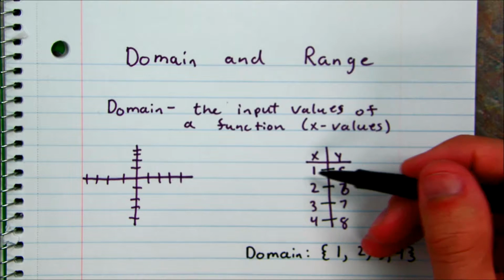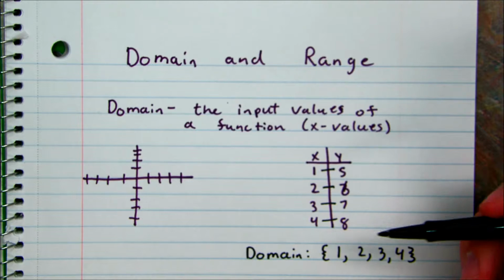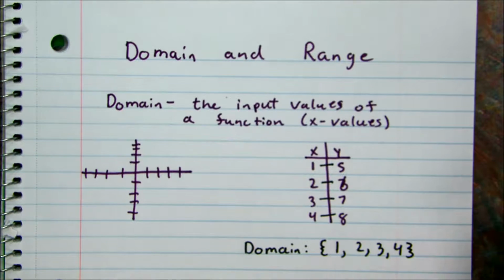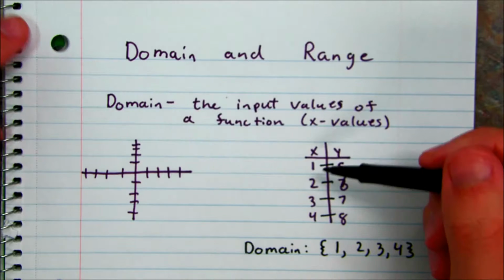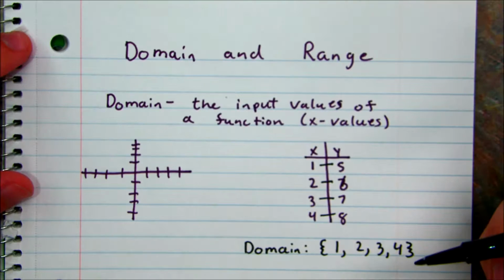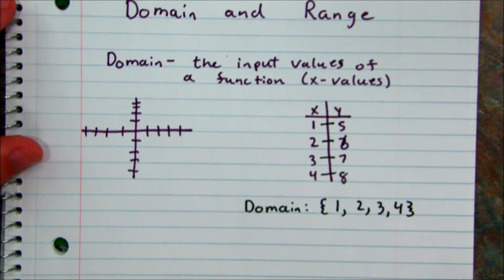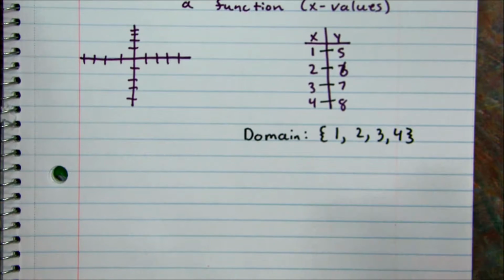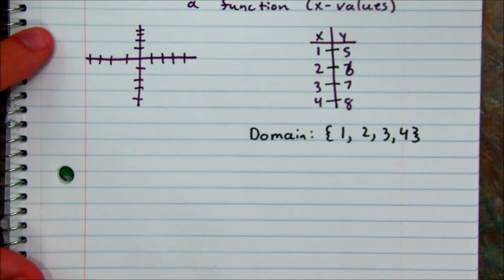I plug in 1 and I get 5 by some transformation, and we could write this equation if we wanted to, but we're going to keep it discrete just because it makes it easier to talk about. When we have a table like this, it's very easy to find the domain. I simply look at what are my input values. Now, when we get to something that is continuous, meaning it's a function that carries on, there are no breaks, it goes on forever and ever, determining the domain is a little bit more complicated.